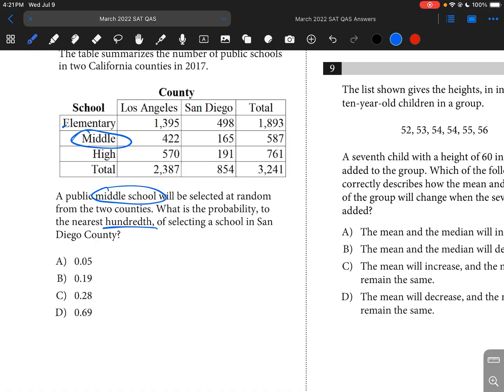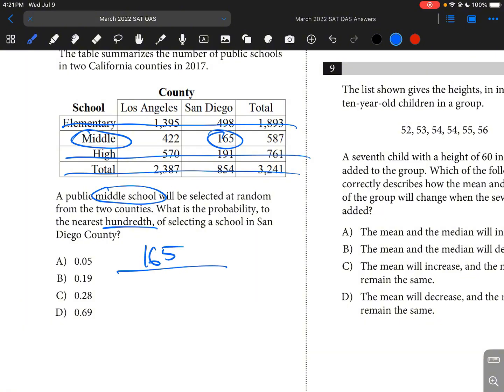Okay, so you could ignore everything that's not a middle school, and you're picking just San Diego. So the probability is the total number that you want, that being San Diego, over the total value of everything, which is 587. So if you plug this into your calculator, 165 over 587 is 0.28.